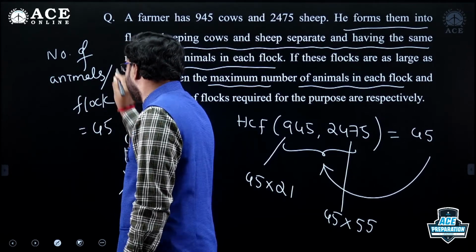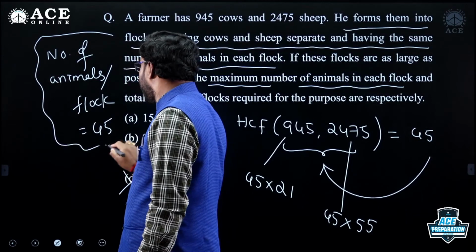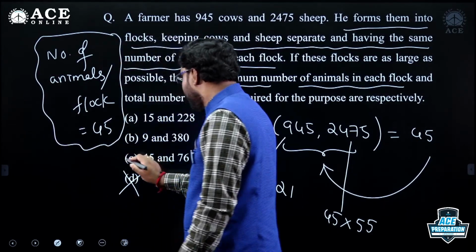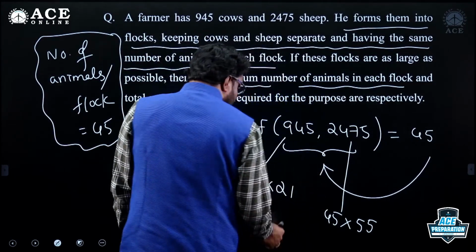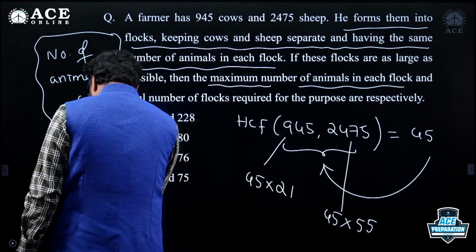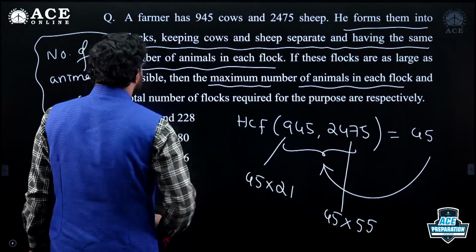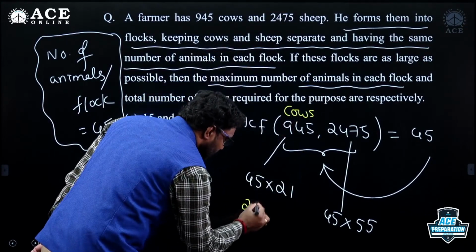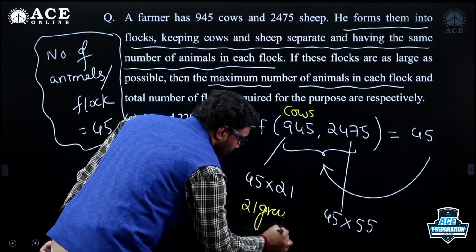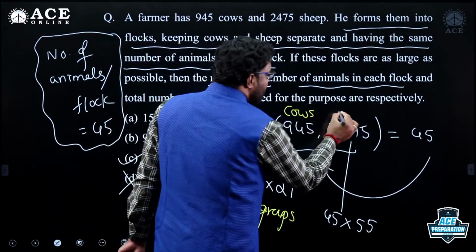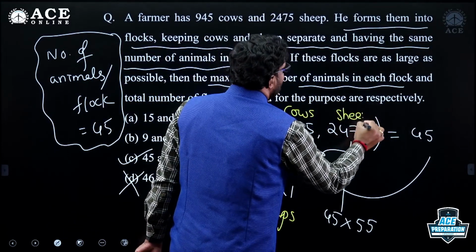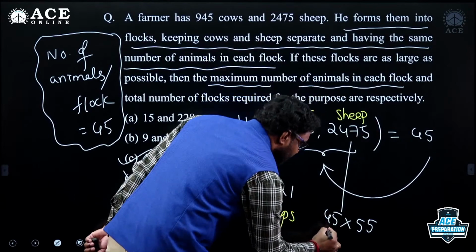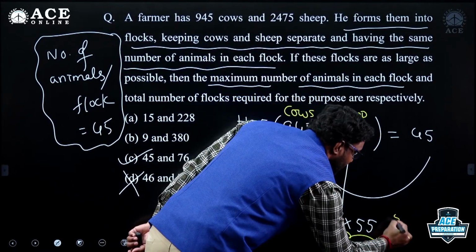How many groups are there? The number of animals per group is 45. And how many groups are there? Yes, the cows groups are 21. This is cows. Cows will have 21 groups, each group 45 animals. And here for sheep, these groups are 55. 55 groups are there.